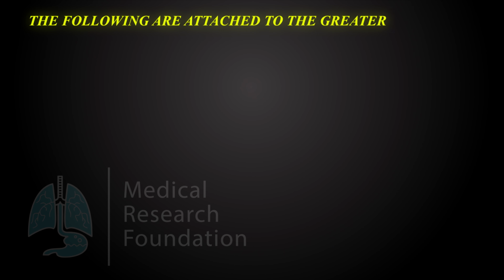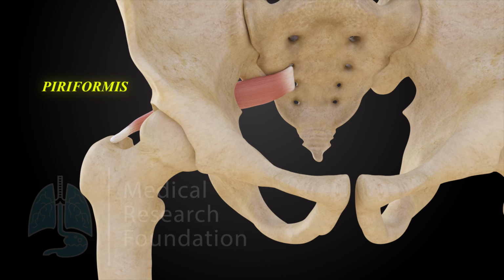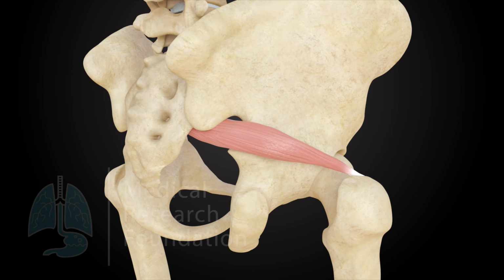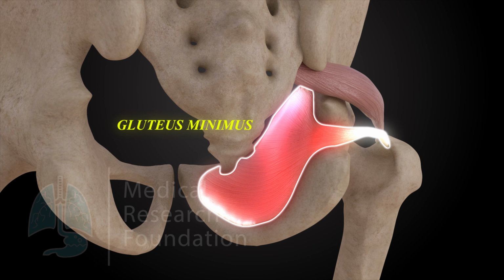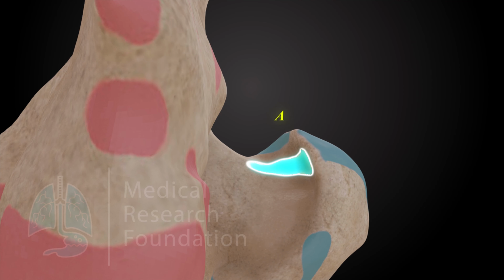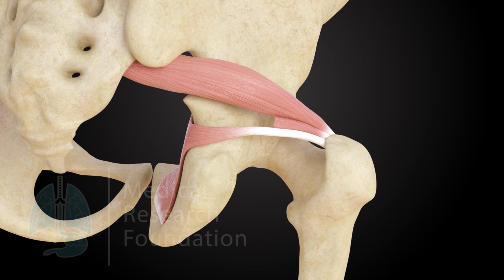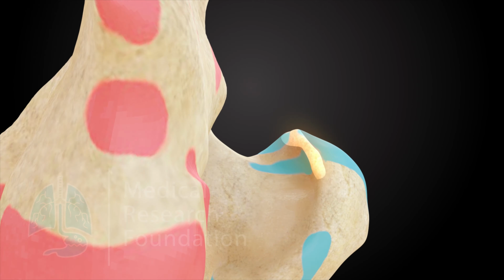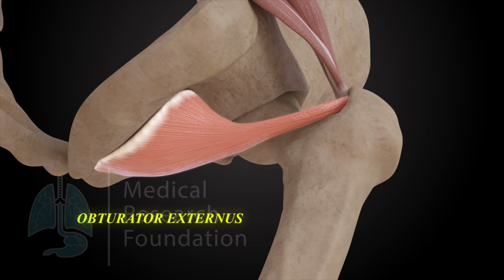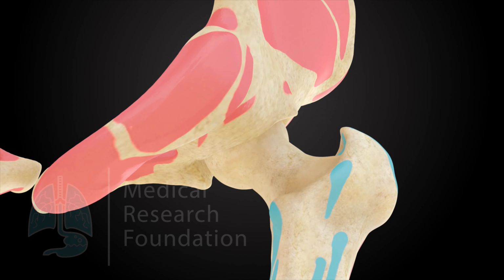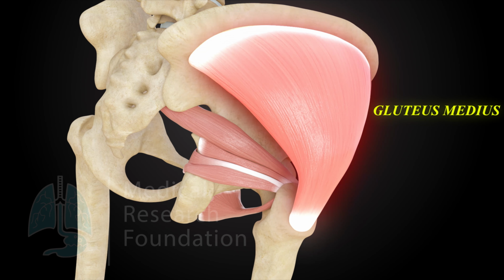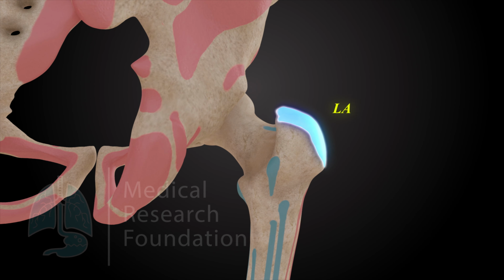The following are attached to the greater trochanter. The piriformis is inserted into the apex. The gluteus minimus is inserted into the rough lateral part of the anterior surface. The obturator internus and the two gemellae are inserted into the upper rough impression on the medial surface. The obturator externus is inserted into the trochanteric fossa. The gluteus medius is inserted into the ridge on the lateral surface.